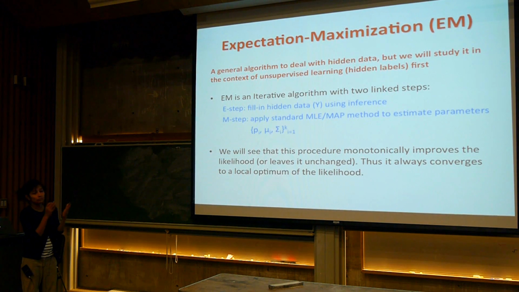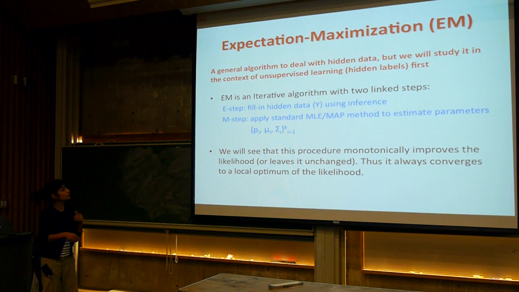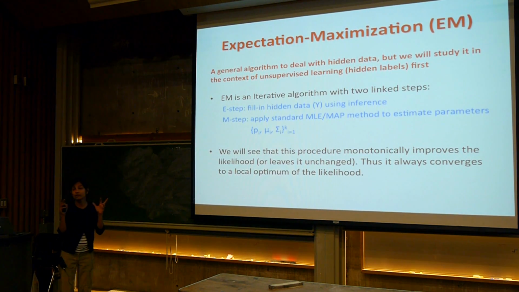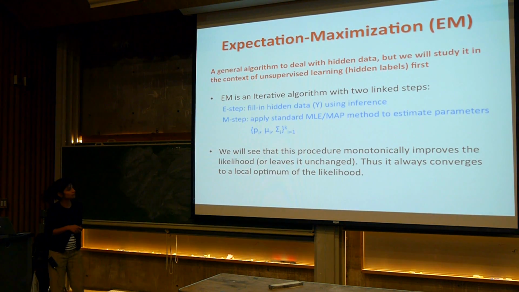It's a general algorithm for problems where you have hidden data, and it has two steps. The first step, which we call the E step, tries to fill in the hidden data. So for example, in this mixture modeling framework, it's going to try to estimate the labels. And the M step is now going to apply standard maximum likelihood estimates, or you can do MAP, to estimate the parameters of the model. Once you know which component each point likely came from, you can hope to do maximum likelihood inference.